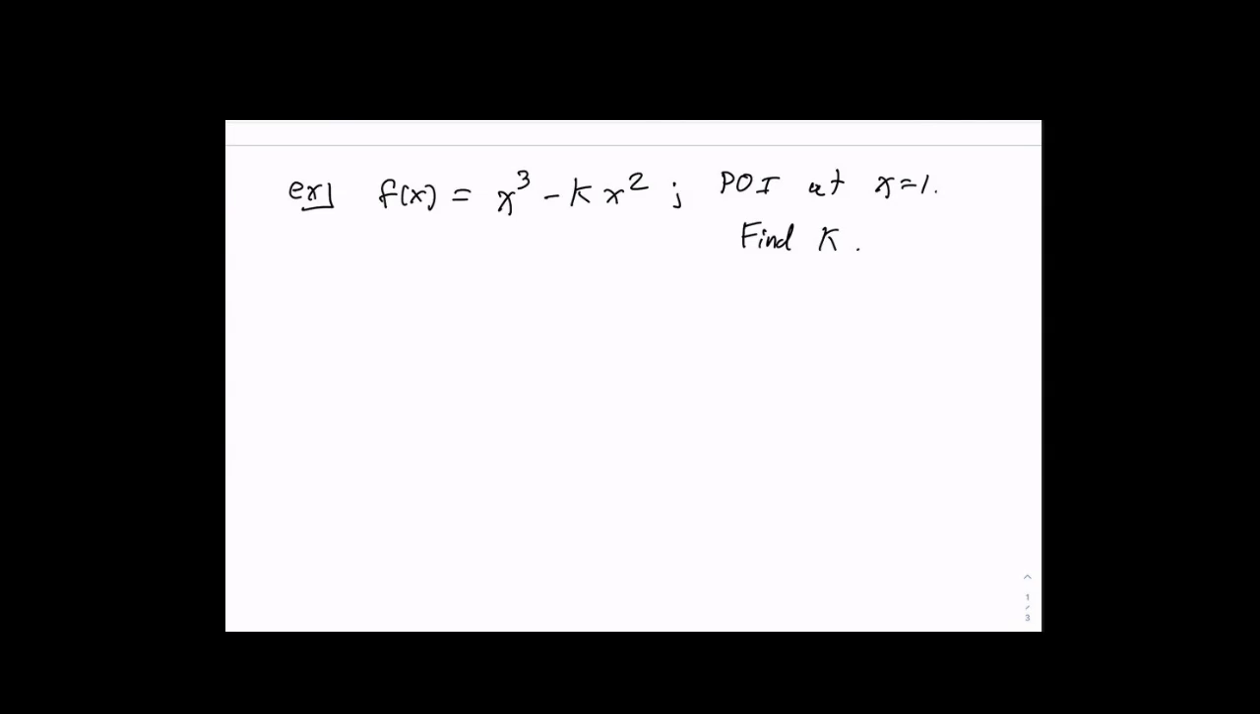F double prime of 1 equals 0. That's given to me directly. F double prime of 1 is 0. So the second derivative, point of inflection, works with the functional analysis of the second derivative. It also informs me that the sign of the second derivative changes at x equals 1. That's not going to be really important here.